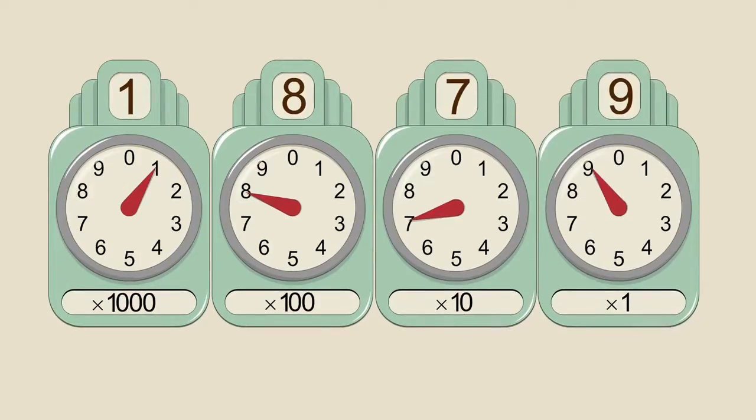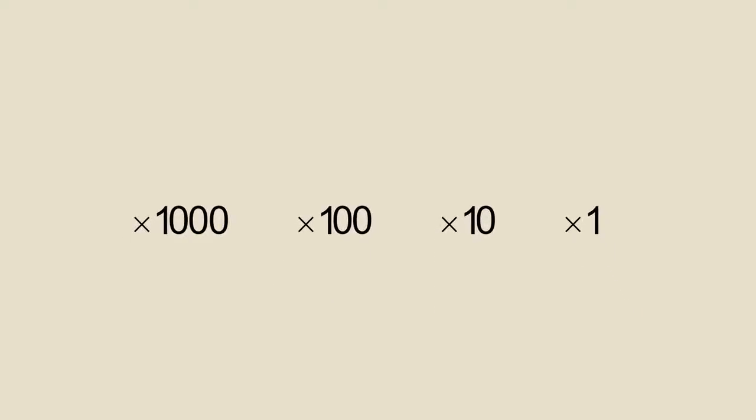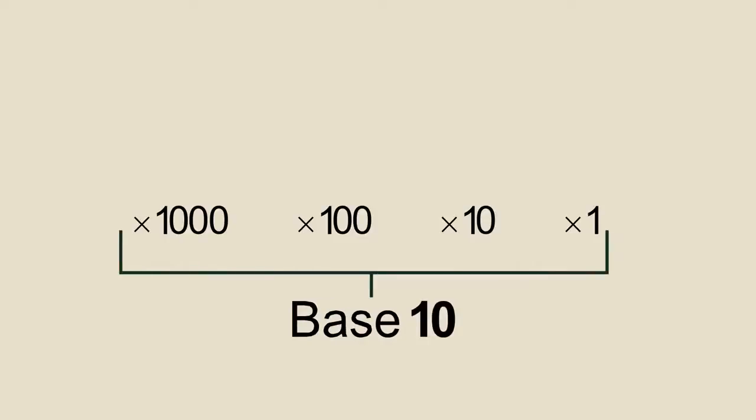For example, the value of the decimal number 1,879 is 1 times 1,000 plus 8 times 100 plus 7 times 10 plus 9 times 1. In any positional notation, each column's multiplier differs from the adjacent column by a constant multiple called the base of the number system. In the decimal system, each column multiplier is 10 times the previous column. Therefore, the decimal system is called a base 10 number system.